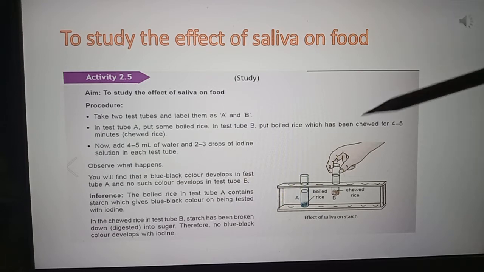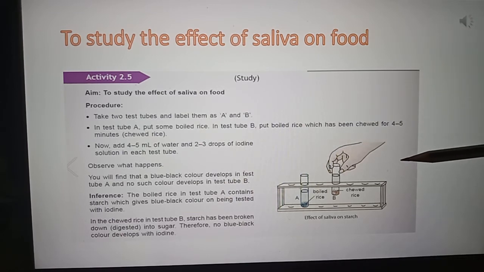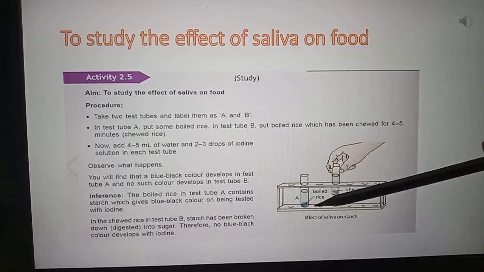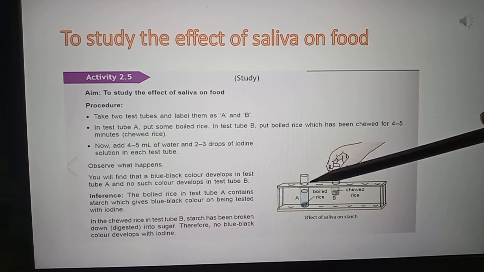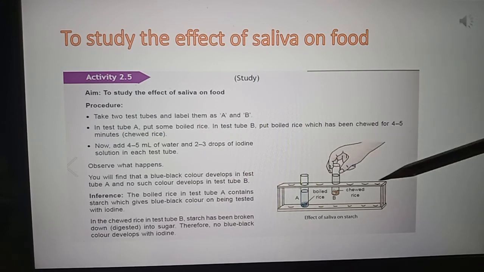Now in both the test tubes A as well as B, you are adding about 4 to 5 milliliters of water. After adding water, you have to put 2 or 3 drops of iodine solution in both A and B test tubes. I hope you all have understood. I will repeat. You are taking 2 test tubes, A and the other one is B. In test tube A, you are putting some boiled rice. In test tube B, you are putting some boiled rice which you have chewed for about 4 to 5 minutes. Then after that, you have to add 4 to 5 milliliters of water and 2 to 3 drops of iodine solution in both the test tubes.